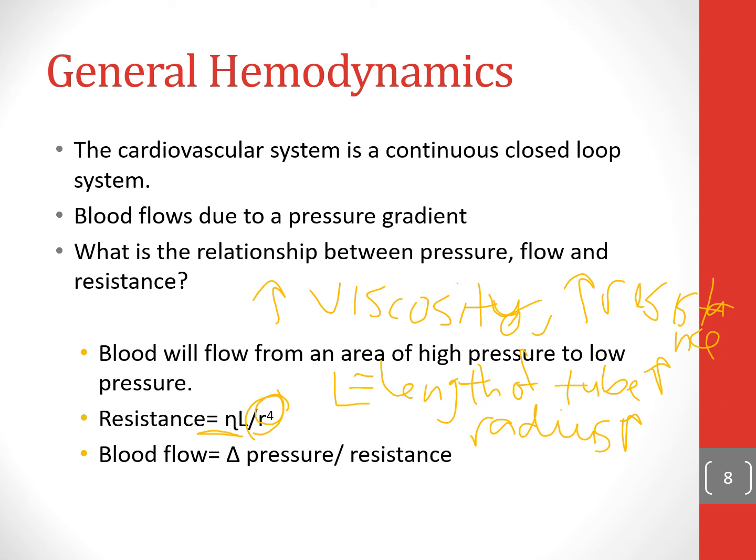So how much blood is flowing is related to delta pressure, which is our change in pressure from one end of the tube to the other, divided by resistance. So as I increase the pressure gradient, this causes an increase in blood flow. If I increase resistance, that will cause a decrease in blood flow.